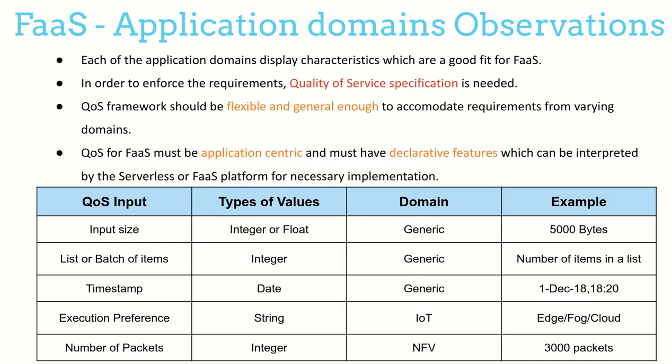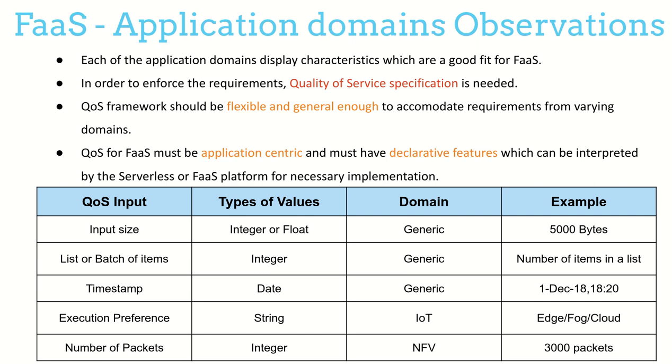So each of these application domains displays characteristics which are a good fit for FaaS. In order to enforce these requirements, QoS specification is needed. The QoS framework should be flexible and general enough to accommodate requirements from varying domains. QoS for FaaS must be application centric and must have declarative features which can be interpreted by the platform for necessary implementation.